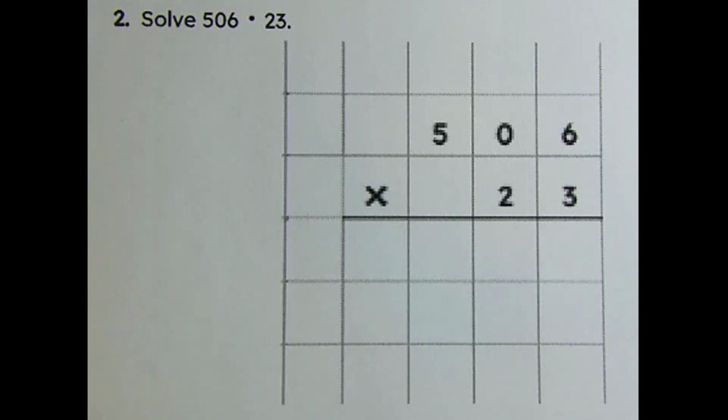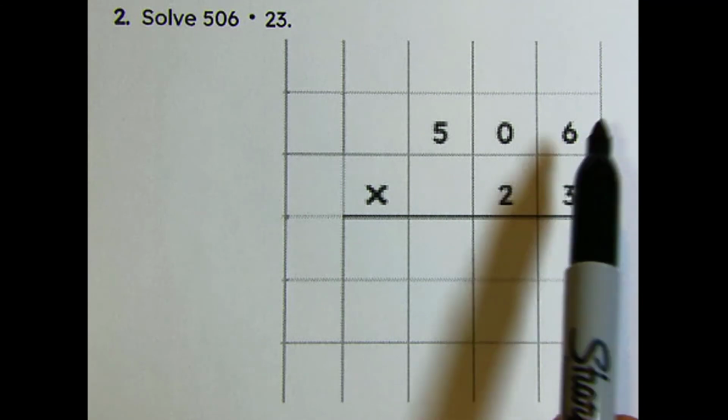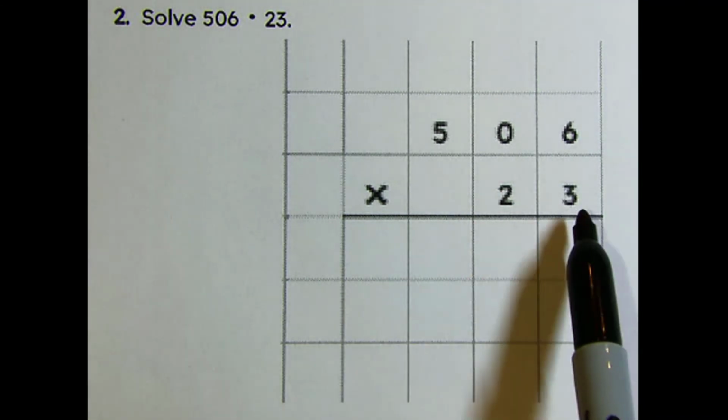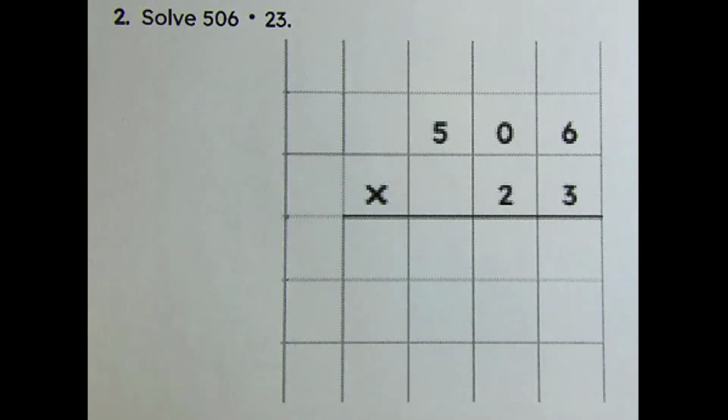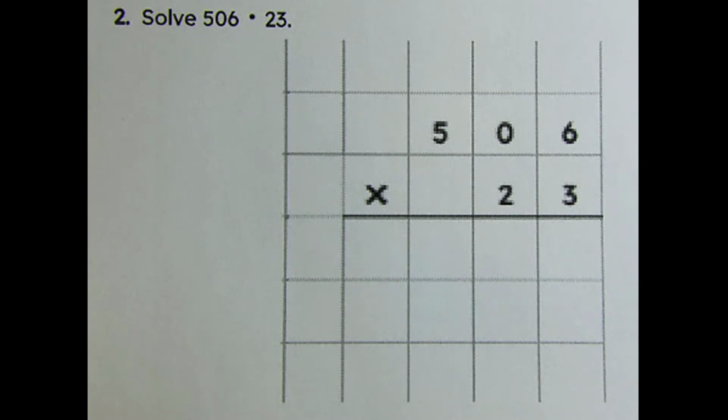In problem number 2, you're asked to solve 506 times 23. Now the key to standard algorithm multiplication is to multiply 506 by each part of 23. So I'm going to multiply 506 by 3 ones, then 506 times 2 tens, and then I'll add those answers together. When I do this, I'm taking advantage of the distributive property.